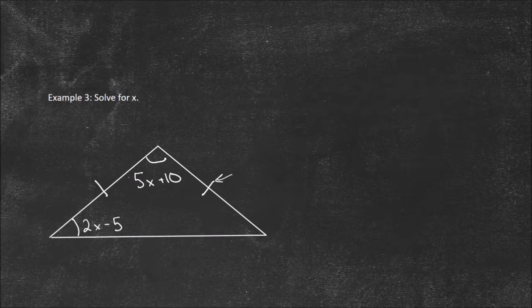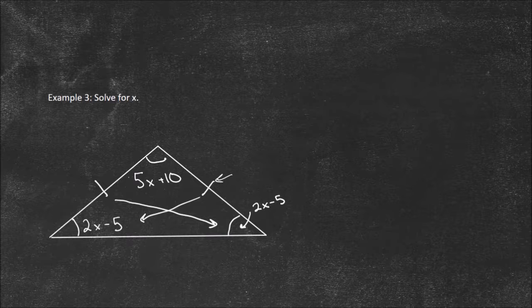And if the sides are congruent, that means the angles opposite them must be congruent. So the angle opposite this side here has to be congruent to the angle opposite this one, which is that angle here. So now I can write that in and say that, well, that has to be 2x minus 5. That's an important rule. So this is an isosceles triangle, and with isosceles triangles, the base angles have to be congruent as well as the sides.